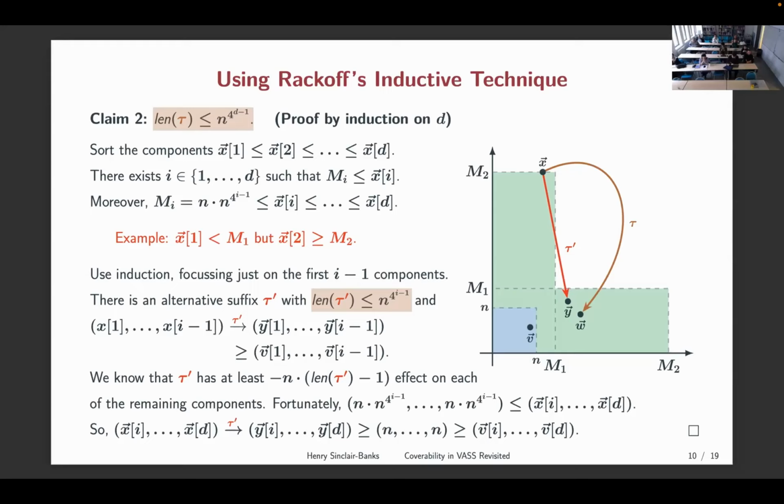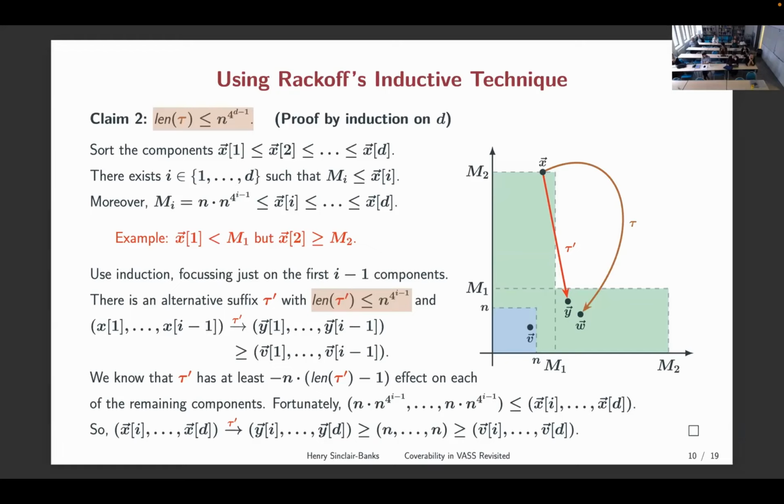So I've technically not written this full claim out. It's really: there exists a run of length at most n to the 4 to the I minus 1 that witnesses coverability. So if you add that to the claim, does that help? Fantastic. And so the highlighted boxes just say that, if you just set I equals D, we're done. Like, that's it. It's all we wanted. Does this make sense?